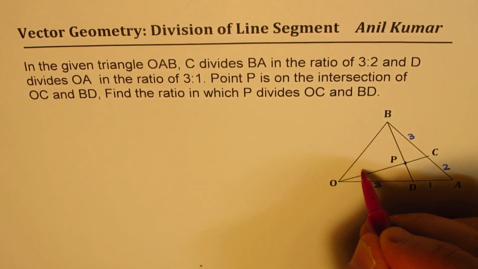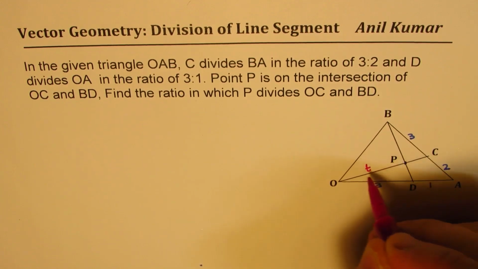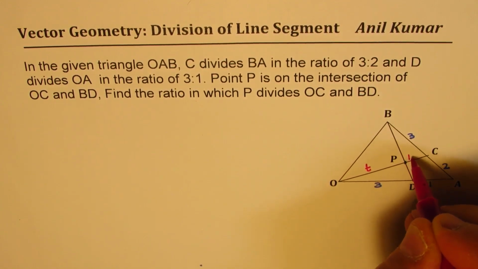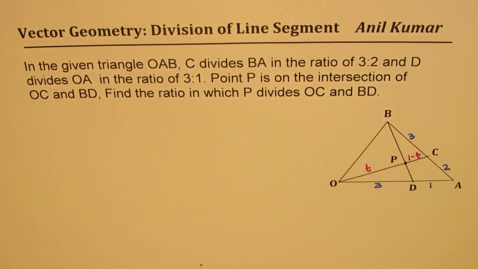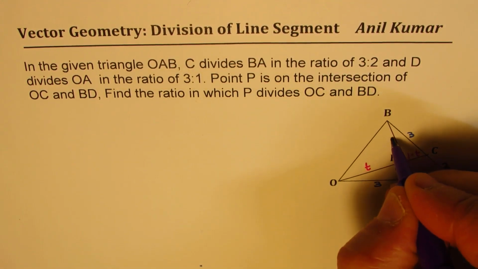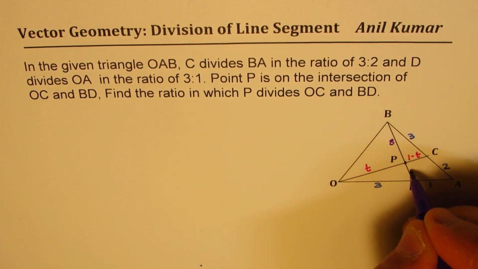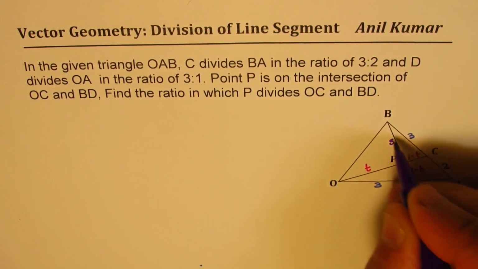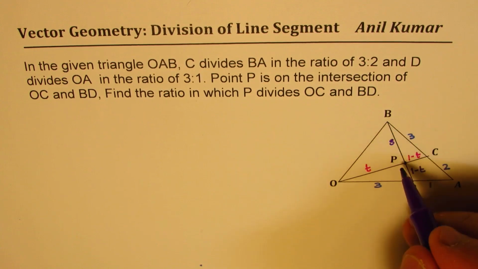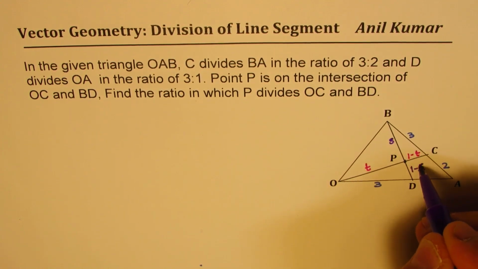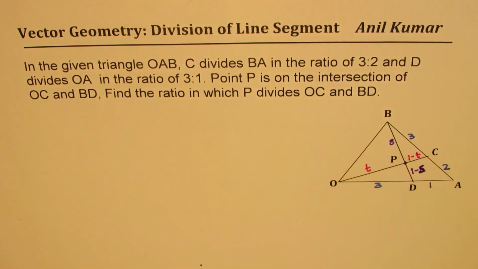So let's say the ratio is T, and so this will be 1 minus T. You get the idea, right? And for the other one, we can take this as S. Then in that case, this will be 1 minus S, right? So if this is 1 unit length, that is S part of it. Sorry, 1 minus S, right? So that is how we are going to do it. And we'll need to find the values of T and S basically. Okay. How do we go about this?